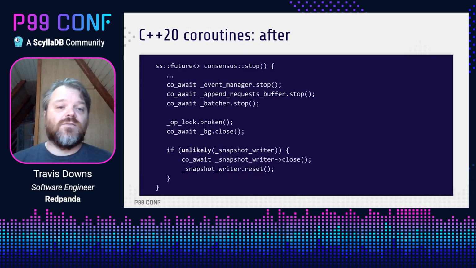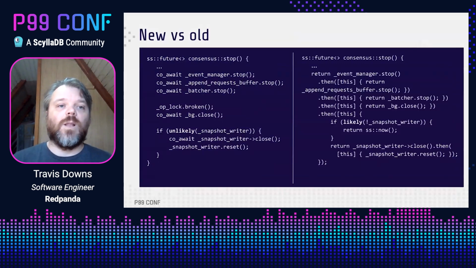So this is the same method written in the coroutine style. It's a lot clearer. In fact, it looks almost exactly how you would write it in a blocking threaded model. You just call the stop methods one after another. The only difference is you write co_await in front of each of them. For example, this op block broken is not an async method, so you don't have to write it there. Internally, there's a deep transformation going on, breaking up this method into many possible suspend and resumption points. So there's a lot of magic you don't see, but definitely for the developer, it's a lot easier.